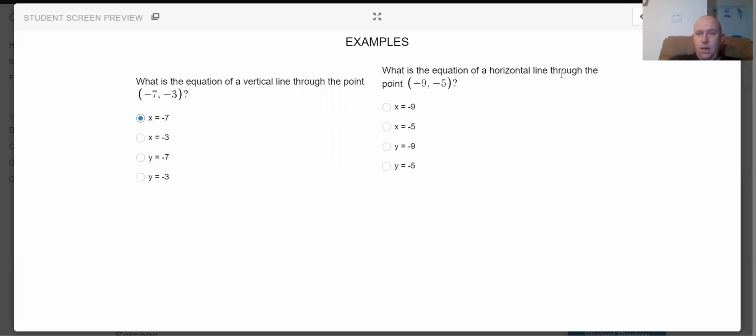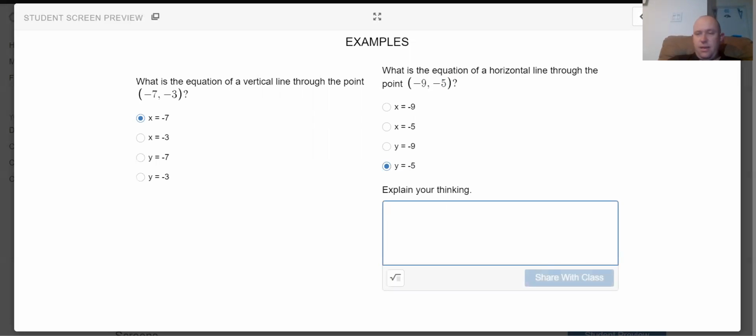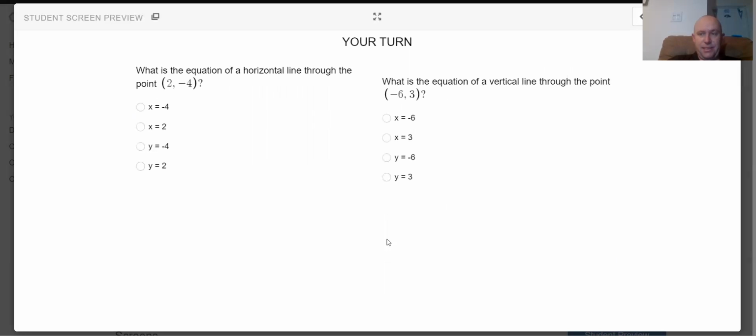Horizontal line, so I'm thinking Hoy, so I know this is y equals, and I'm looking at these two numbers here. And the y number is the second coordinate, which is -5 because it goes x and y. So therefore, I would pick y equals -5. And I don't really want an explanation. I meant to deselect that box. So a couple for you to try if you want to pause the video. If not, I will talk through them. Horizontal line, I'm thinking Hoy, so I know it's y. And then I'm just looking what is the y value for this one.